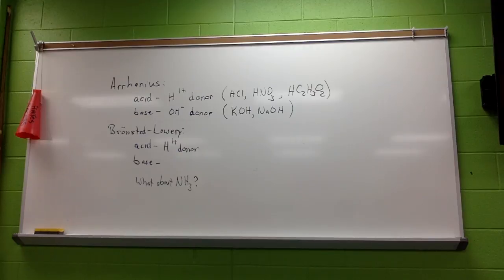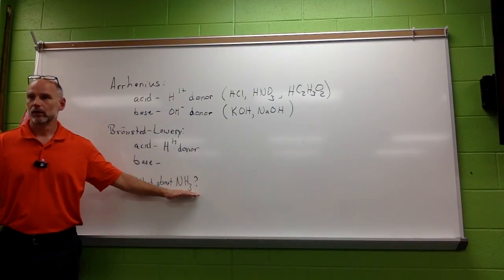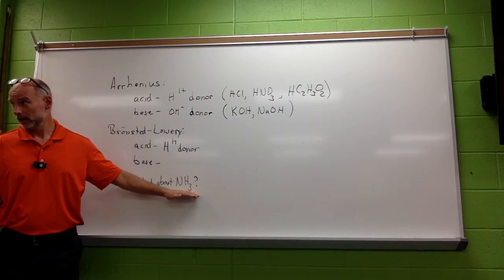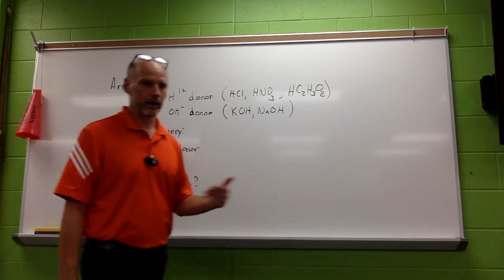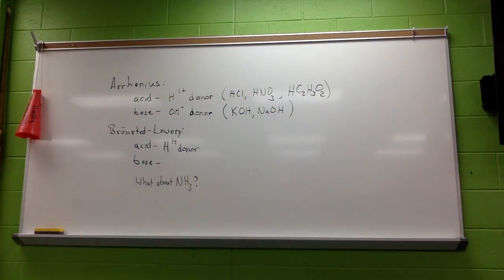Well, here's the deal. You guys all know what this is. Ammonia, okay? Well, when you have an ammonia solution and apply a little bit of that to a piece of litmus paper, it turns blue. Therefore, it is a base. Where's the hydroxide ion?